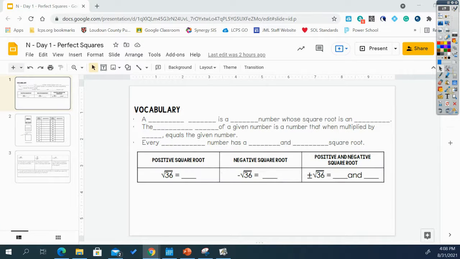Hello, boys and girls. In this video, we're going to look through our notes together on perfect squares and square roots. So let's first start talking about what they are and look at some vocabulary.